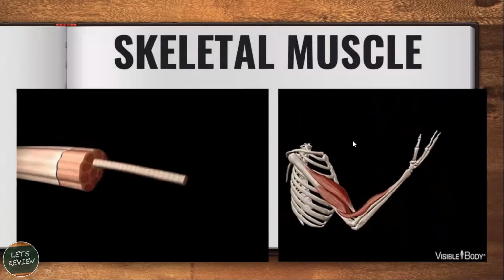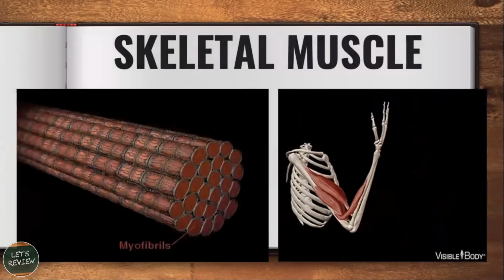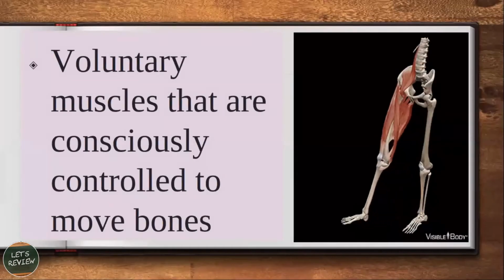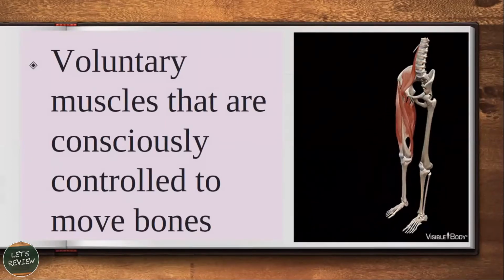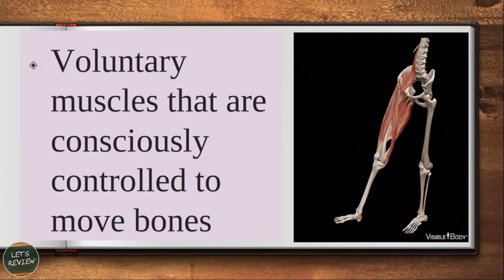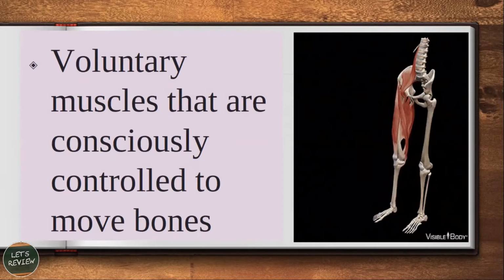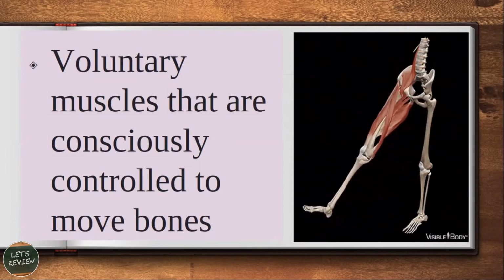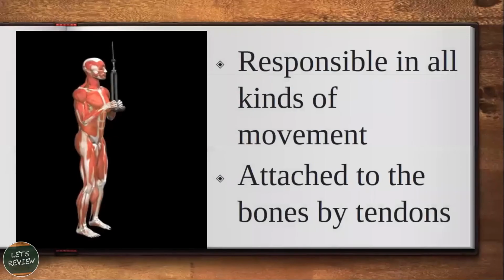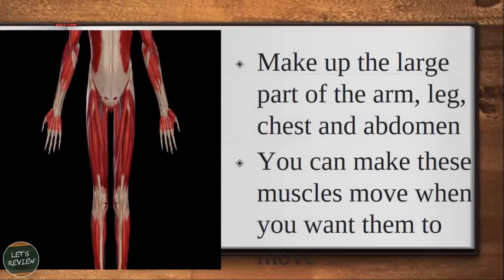The last type of muscle is called the skeletal muscle. They are voluntary muscles that are consciously controlled to move bones. So whenever you want to lift your leg or jump, you just move according to what you ask them to do. They are responsible for all kinds of movement. And of course, they are attached to the bones by tendons.